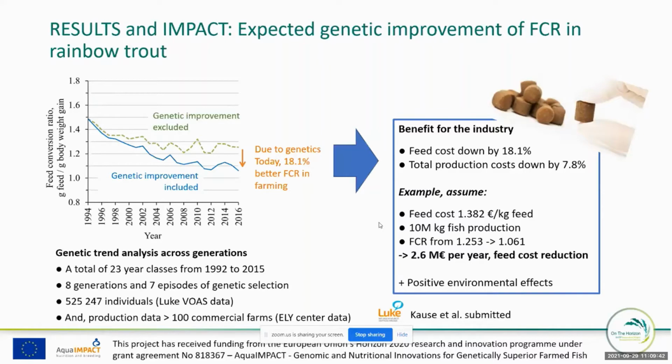We can calculate that if we assume 1 million kilogram production of fish, this means 2.6 million euros less costs for the feeds every year. And there are also positive environmental effects because FCR is a key trait for reducing the environmental impacts. These are based on the breeding program data, but we have also made a specific comparison of fish groups.